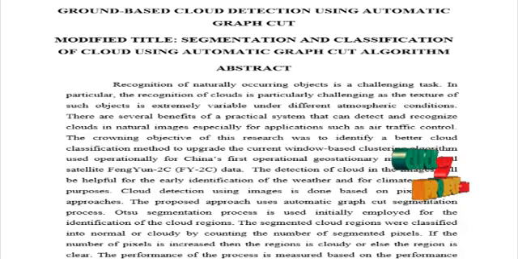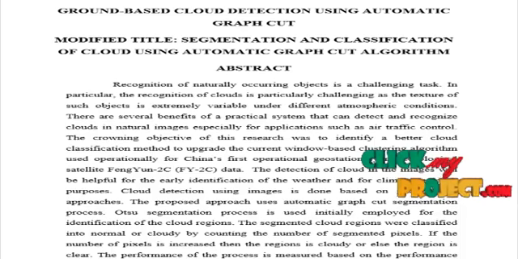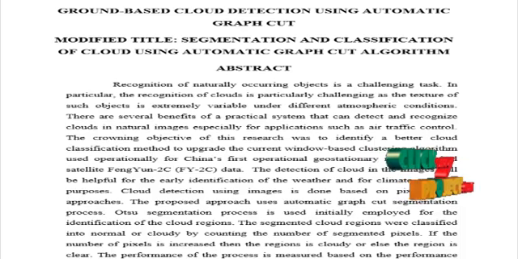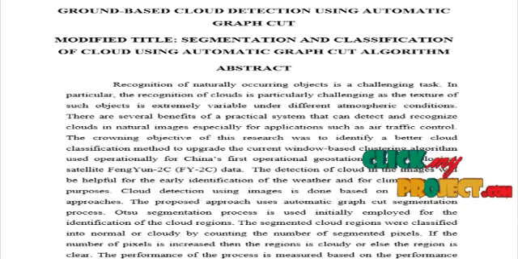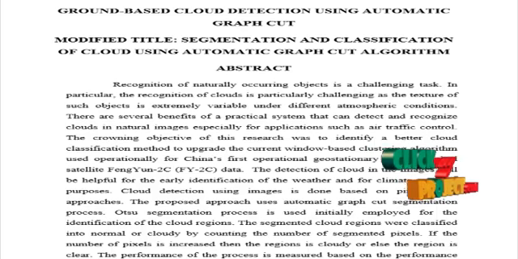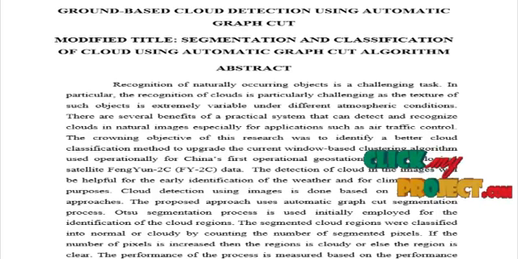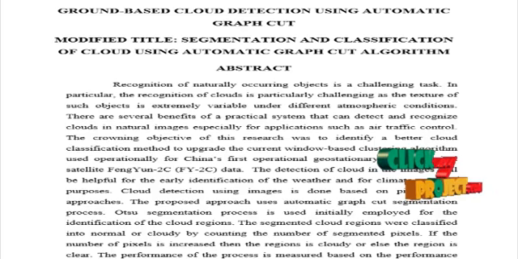Automatic graph cut segmentation is more helpful in the identification of patterns in the images, and hence the cloud patterns can be easily identified. The thresholding based method on the color in the images is more helpful in the identification of the cloud, since cloud is always white in color.